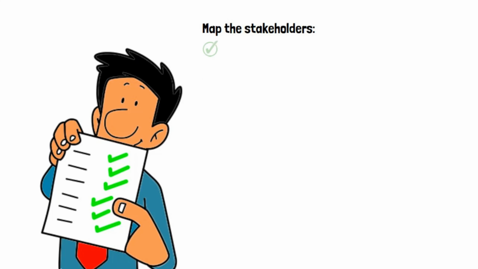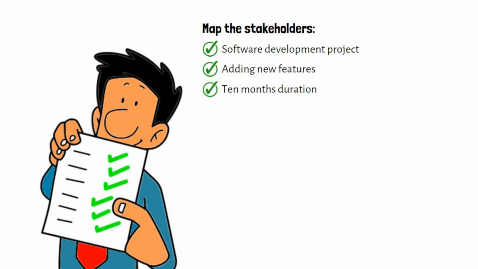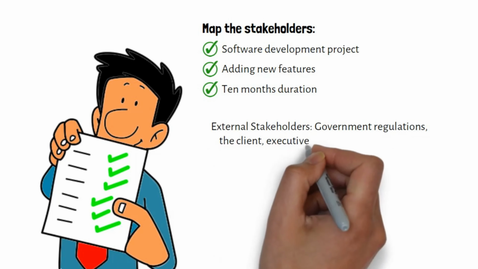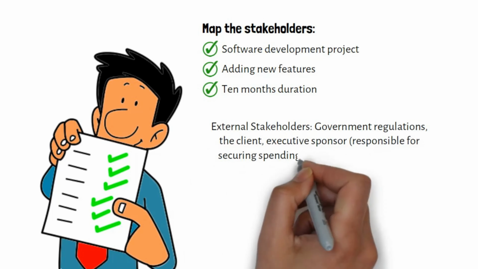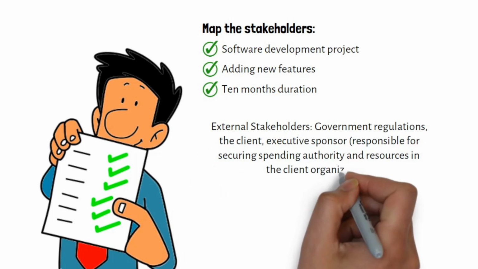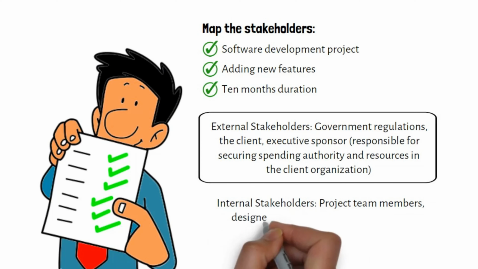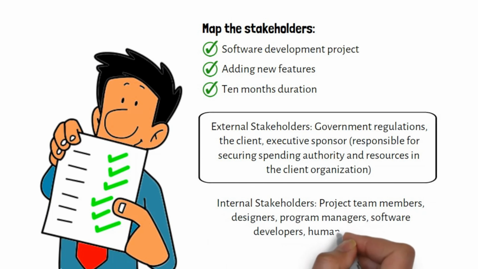Assume that you are a project manager of a software development project. The project scope includes adding new features to an accounting software tool. The duration of the project is 10 months. External stakeholders: government regulations, the client, executive sponsor, responsible for securing spending authority and resources in the client organization. Internal stakeholders: project team members, designers, program managers, software developers, human resources.